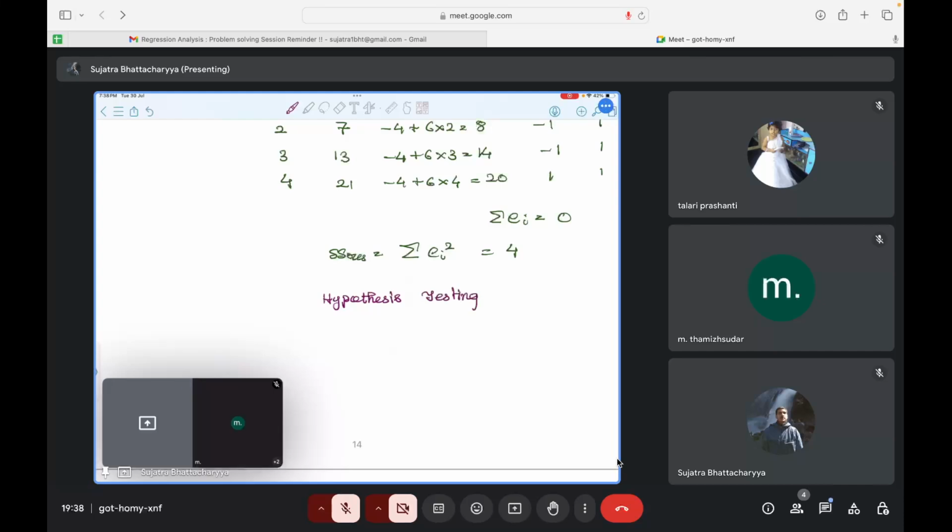Hypothesis testing is that we take a null hypothesis H naught, where we say something about the population parameter beta 1, the population slope. Similarly, we can do it for beta naught. The null hypothesis is that the population slope is equal to 0. The alternative hypothesis, H1, shows that beta 1 is not equal to 0. Okay, in one case beta 1 is equal to 0, in the second case beta 1 is not equal to 0.